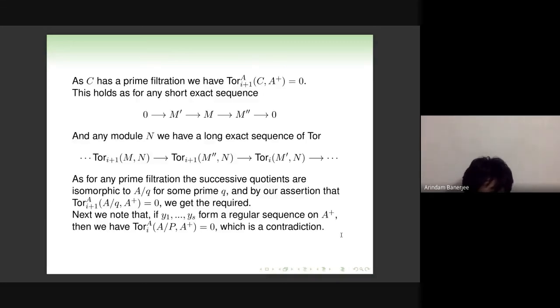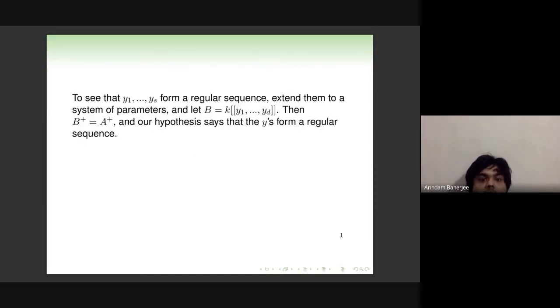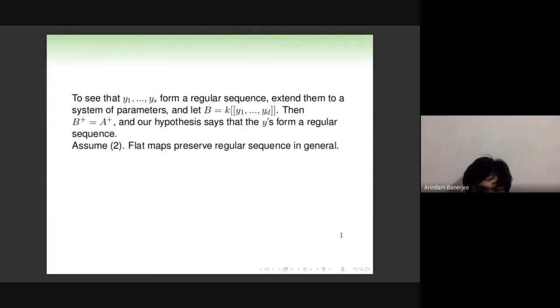So to finish the proof, we need to prove that this forms a regular sequence. To see that this is a regular sequence, you extend it to form a system of parameters, and suppose B is this ring, and then B plus equals A plus, and by hypothesis we get the y's form a regular sequence. To prove the other assertion, it's enough to observe that flat maps preserve regular sequences in general. So that completes the proof.